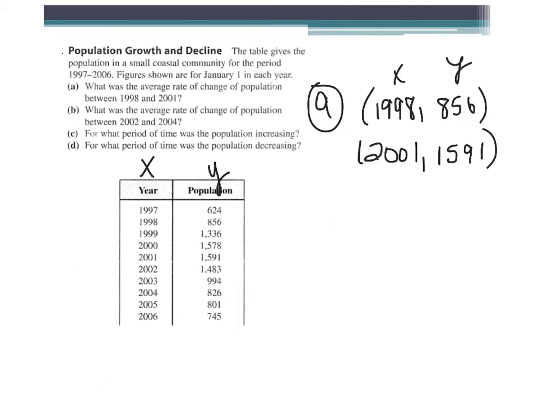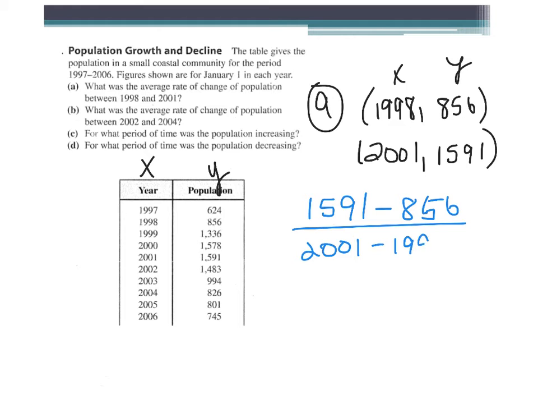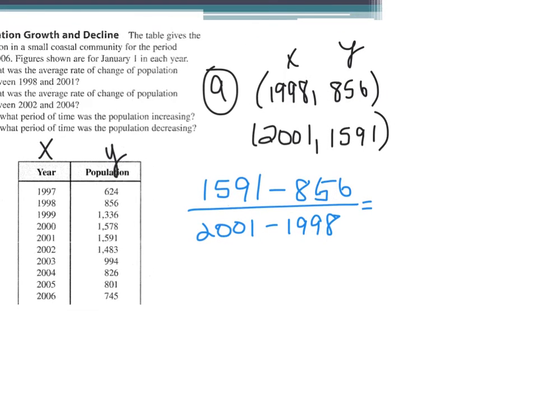Okay, so what goes on top? 1591 minus what? 856. 856 over 2001 minus 1998. So, what's 1591 minus 856? All right, so 735 over, Ryan, what was the bottom you said? 3.